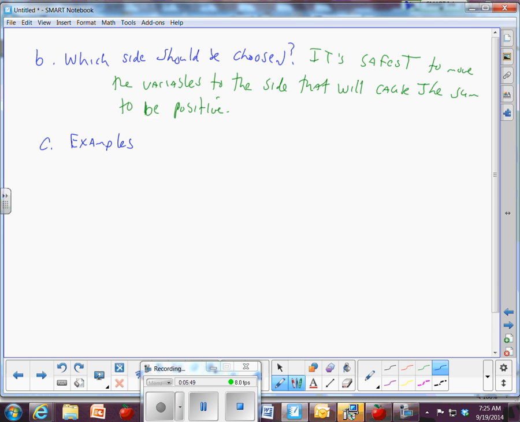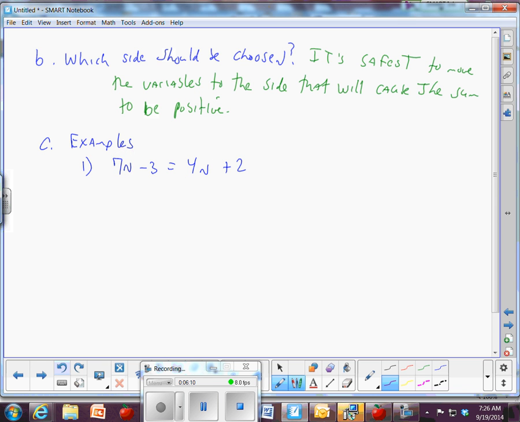Examples. Number 1. All right, something simplistic. Let's go 7n minus 3 equals 4n plus 2. Notice we have variables on both sides of the equal sign, right?